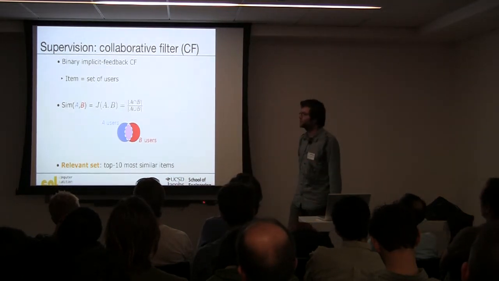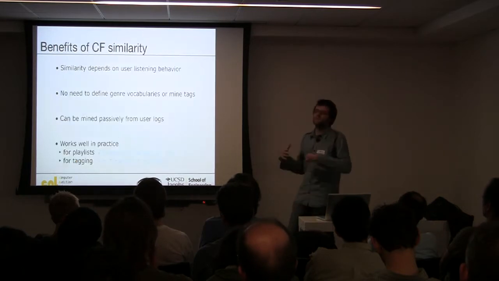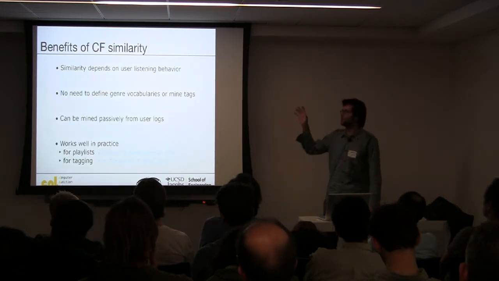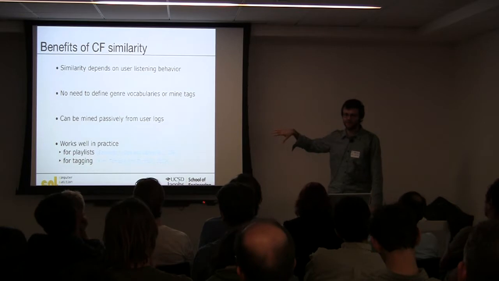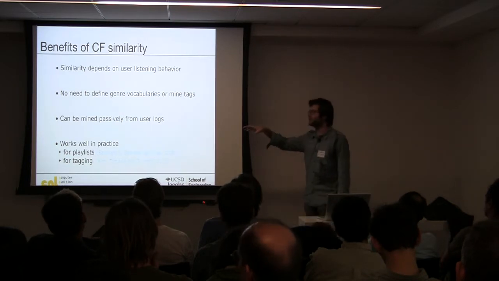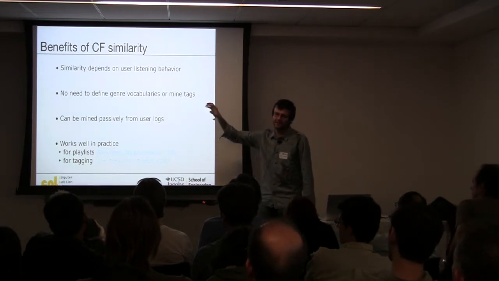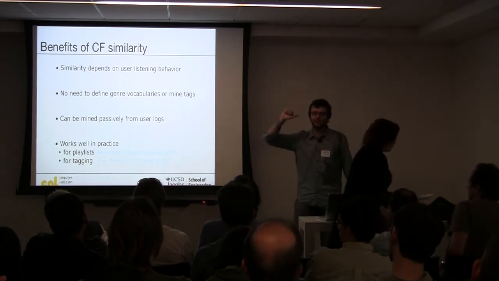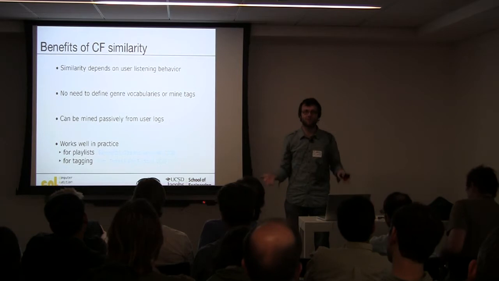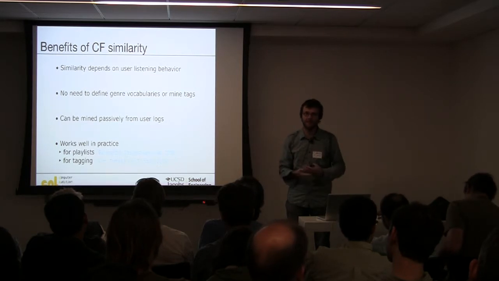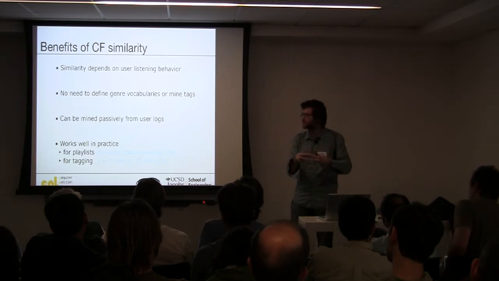Of course, there are many different ways that we could define what is relevant and irrelevant for a given query song in our training data set. But what I think is nice about using collaborative filtering similarity is that, number one, it's certainly a similarity measure that most people would agree is very relevant. Again, if 10,000 people share these two songs in their playlist, they're probably good recommendations for each other.